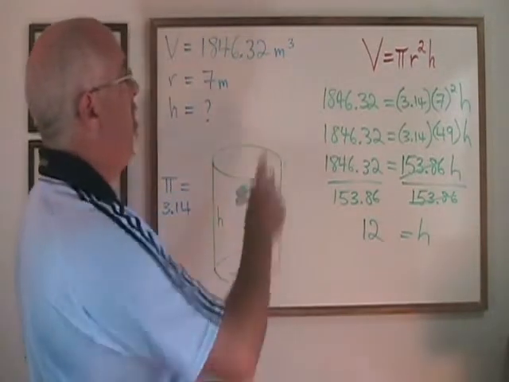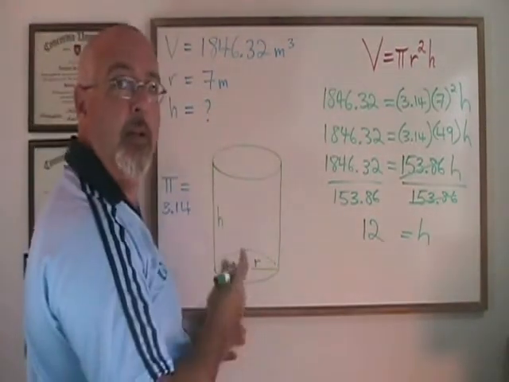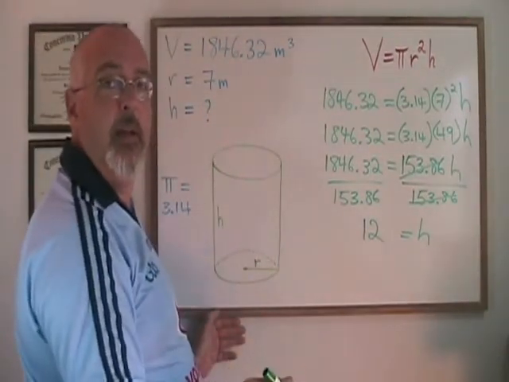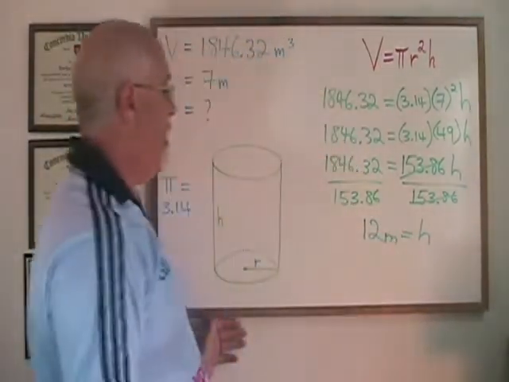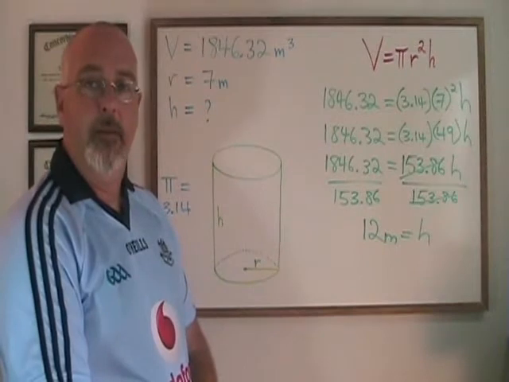Since our unit of measure was meters cubed, in meters, h, the height, is a distance. It will be measured in meters. The height of this cylinder is 12 meters.